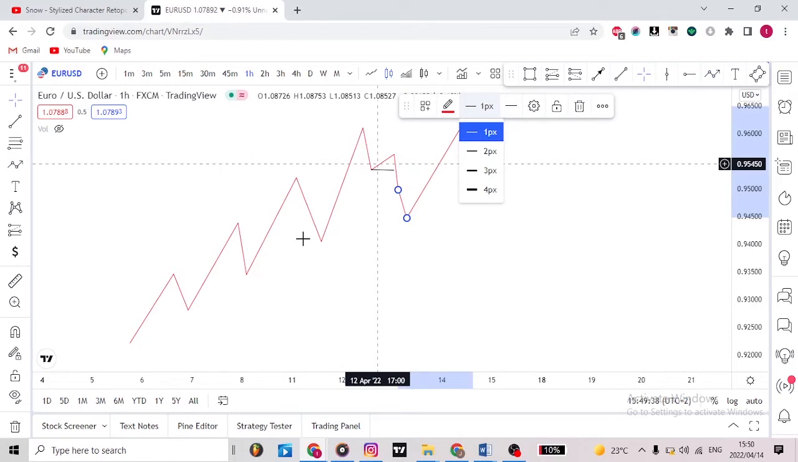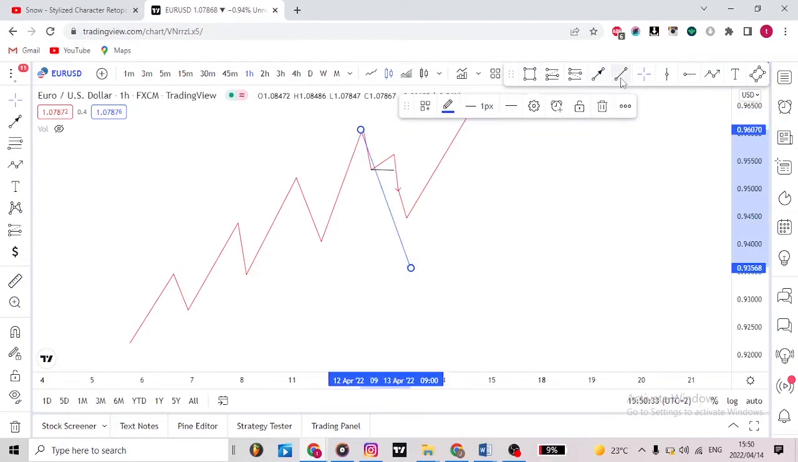For it to be a change of character, the previous low, if it's in an uptrend, has to be taken out. So for it to be a change of character, this is the low that was supposed to be taken out. So it would be moving from here all the way to the downside. Now that would be causing a change of character, and we expect to see the market push to the upside and then continue pushing towards the downside.